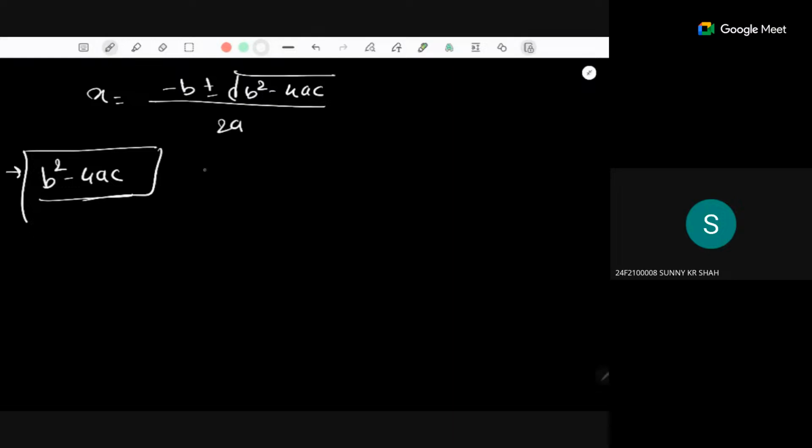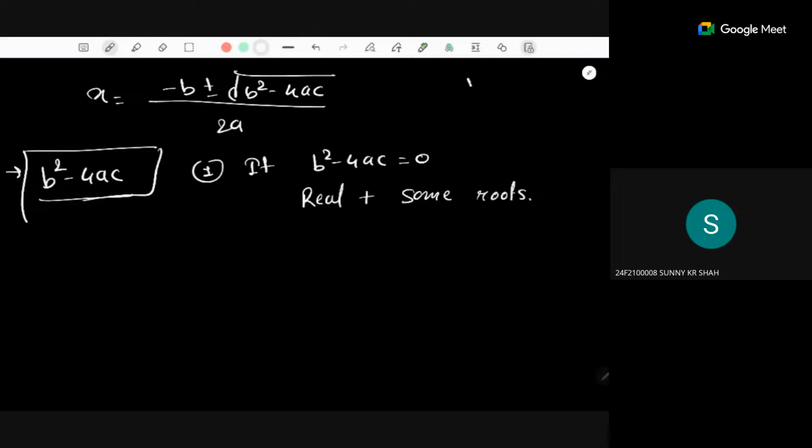The first case is if the value of b square minus 4ac is equal to 0. Then you can observe from the formula that x is nothing but minus b by 2a. That means here we have real and same roots. Now, what are roots? Roots means those values of x where the function's value becomes 0. So if you substitute minus b by 2a in your parabola equation, you will get f of x equals 0.